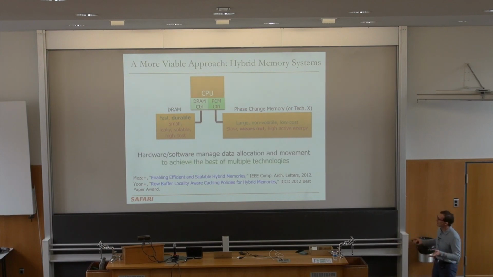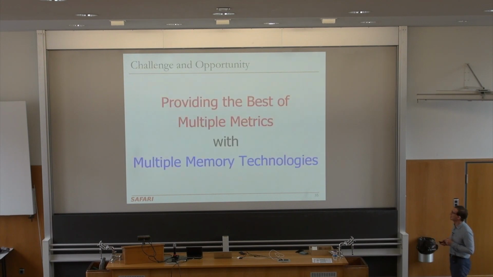And you design the hardware and the software to manage data allocation and movement to achieve the good characteristics as much as possible while avoiding the bad characteristics as much as possible. So that's the notion of hybrid memory systems. Now you can actually expand this. It doesn't have to be DRAM and phase change memory. It could be any technology, and there could be more heterogeneity over here as well. The downside is now you need to manage this heterogeneity somehow, right? How do you manage this heterogeneity?